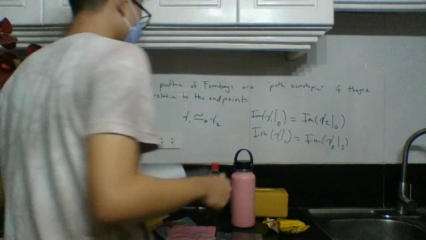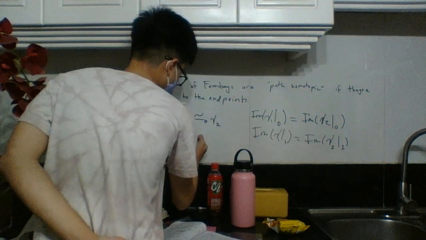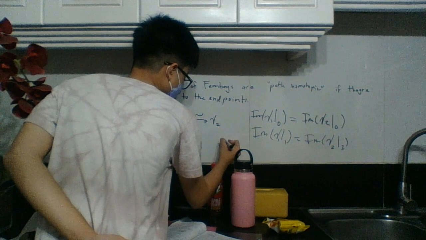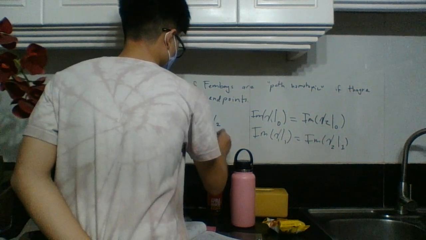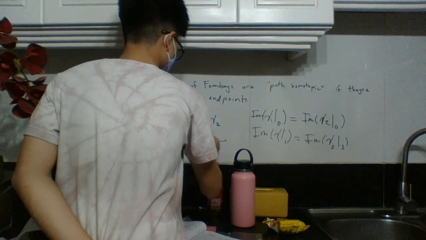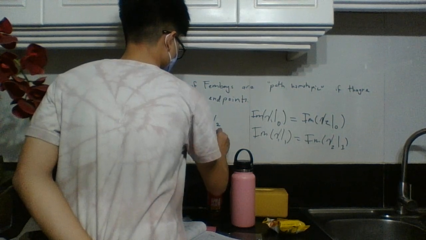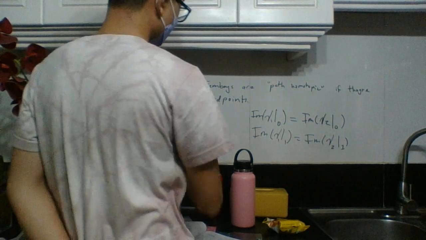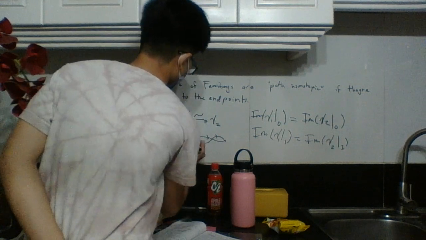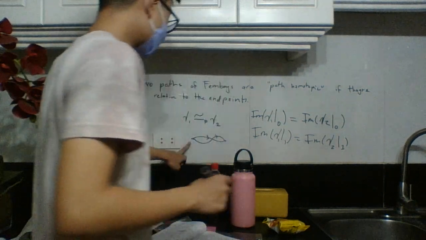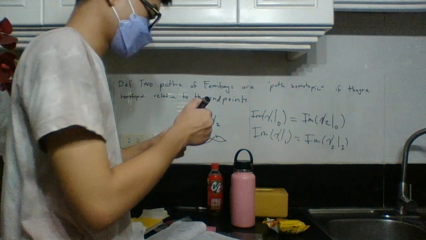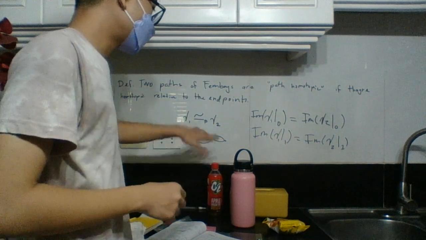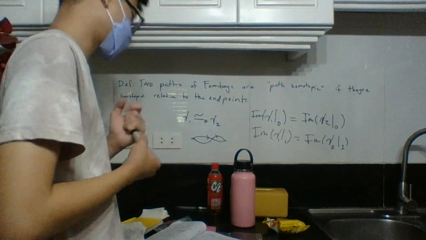So we can think of this as, I have a point here, and a point there, and this here is gamma 1, and this here is gamma 2. Same thing. They're practically the same thing, or they're path homotopic because they run from the same starting point and end at the same ending point. So, path homotopic, path homotopy.